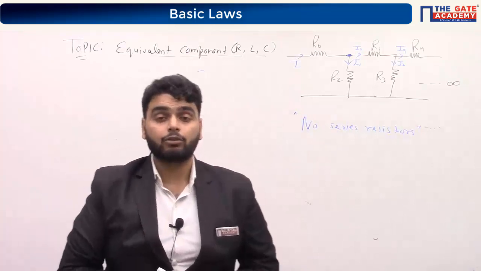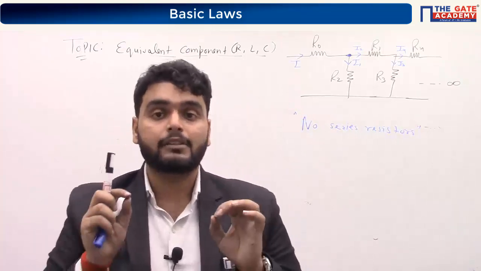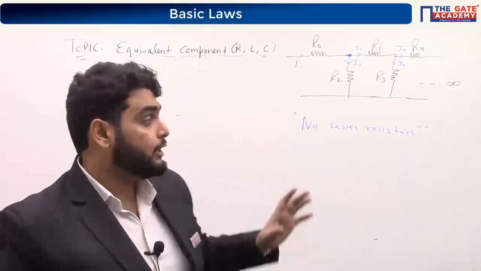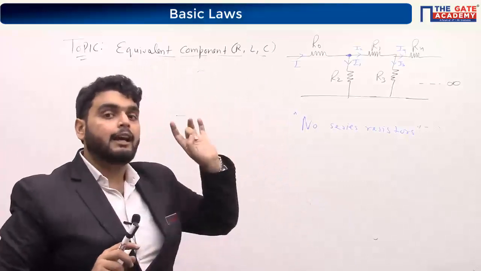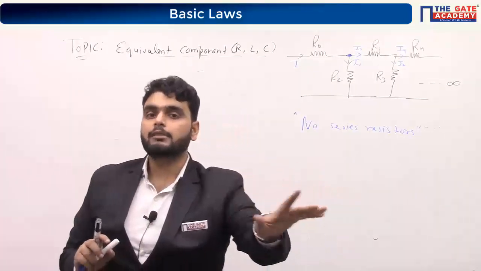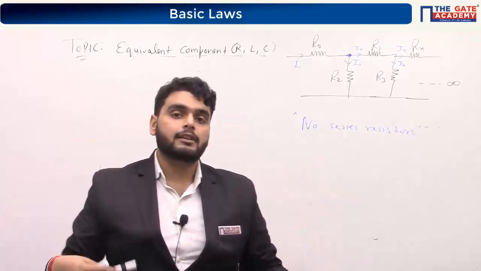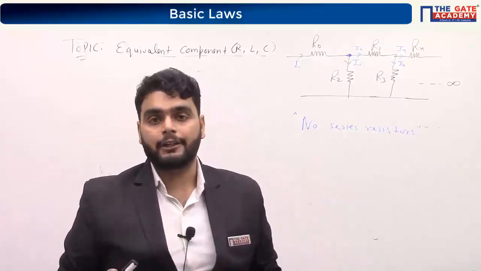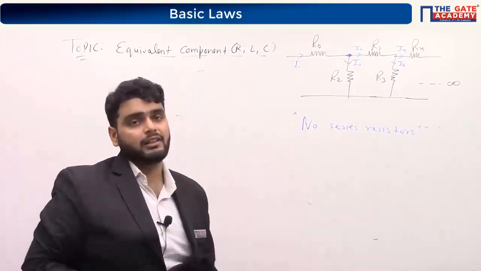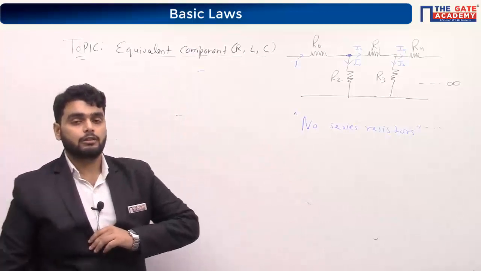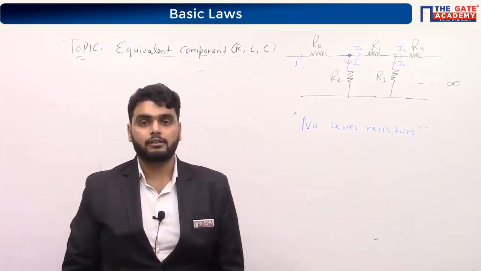For finding the series resistor, the same current must flow. That is the first point, and you can see the same current is not flowing. The second point was that the terminals must be connected to each other, but we check the second point only when the first point is right. Here the first point is wrong. They do not have the same current flowing, so they are not in series.